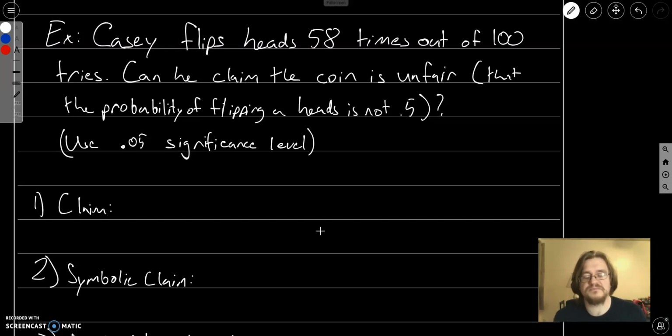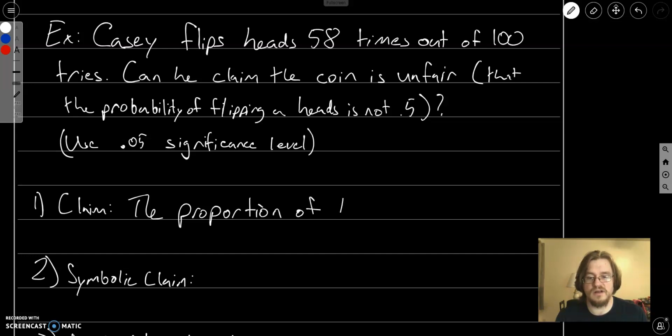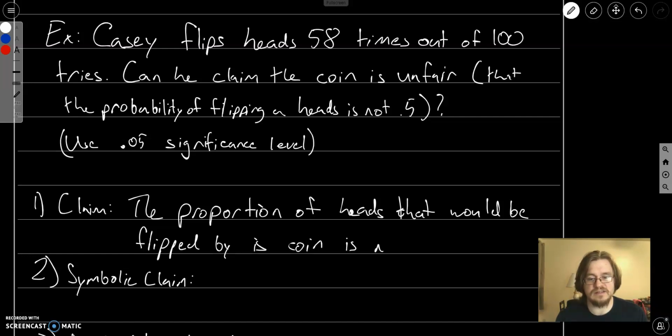So the claim is that the probability, or maybe I'll phrase this in terms of proportion, the proportion of heads that would be flipped by this coin is not 0.5.